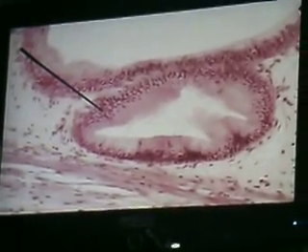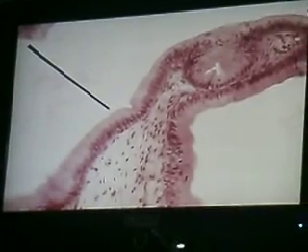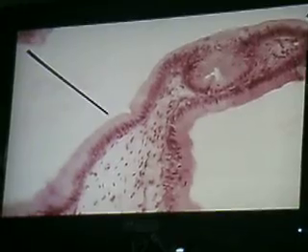Lining epithelium. Columnar. What is the function of the organ? Stores and concentrates. Sana gano'n na nga. No? Pero hindi gano'n na mga tanong. Please know the organ. I keep telling you that.